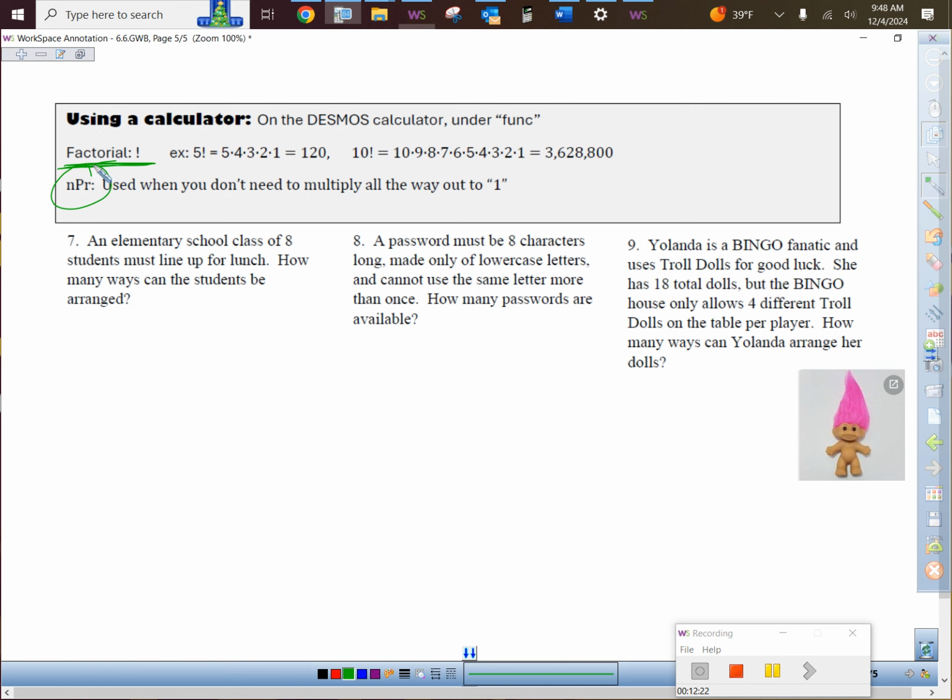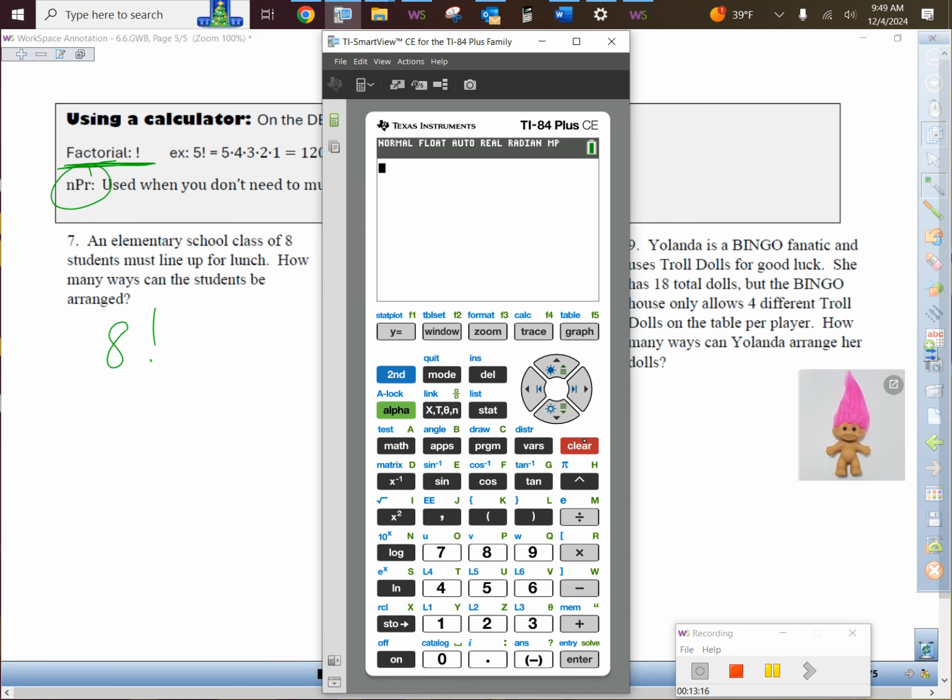Then how many people would be second? 7. My question is, is it going to go all the way down to 1? Is this a factorial situation? Would it be 8 times 7 times 6 times 5 times 4 times 3? So what you do is this, 8 factorial, right? To punch that in, you type the 8 first, then you go to the math menu and scroll over to probability, and it's option 4. And get that exclamation point.